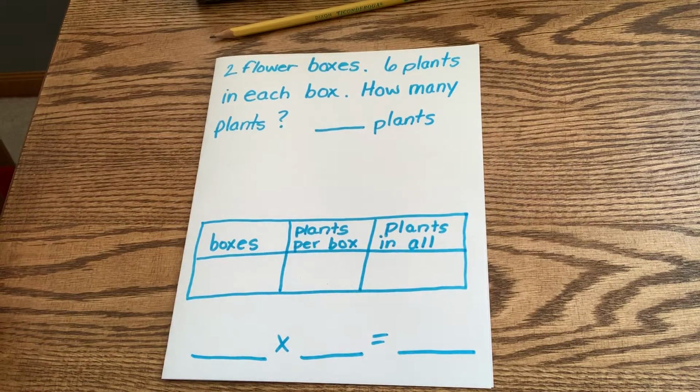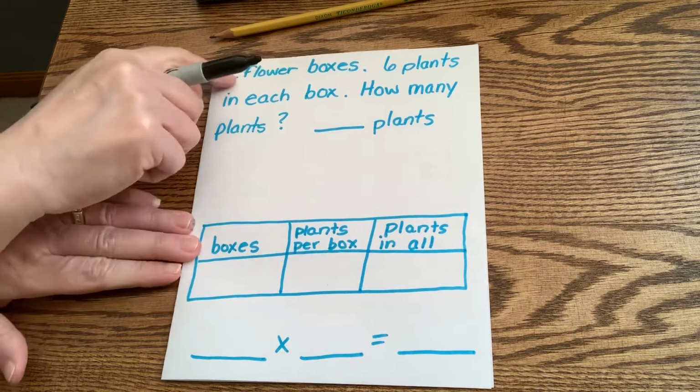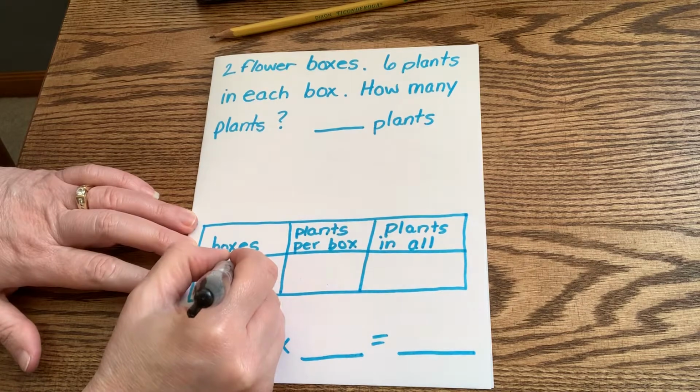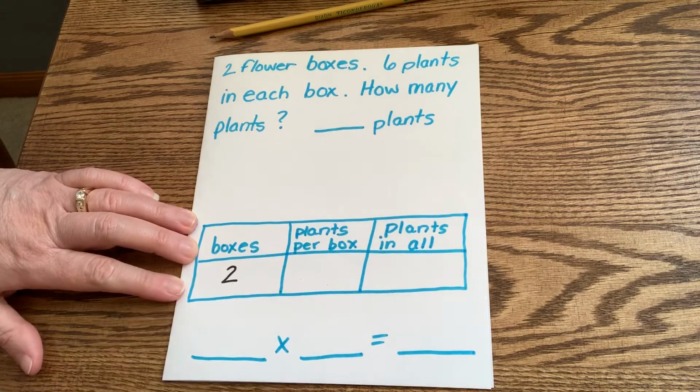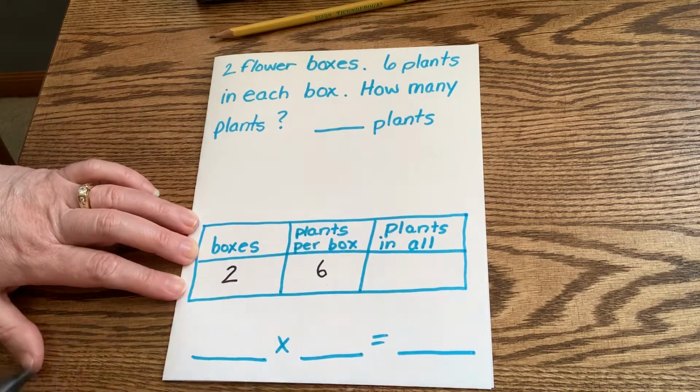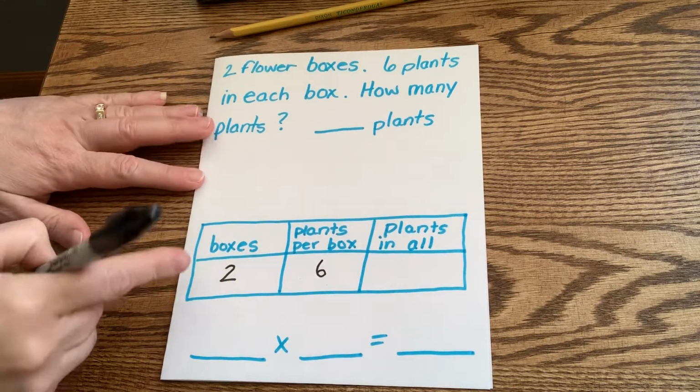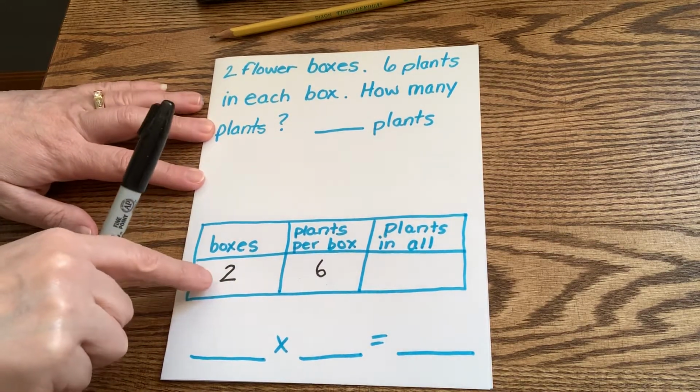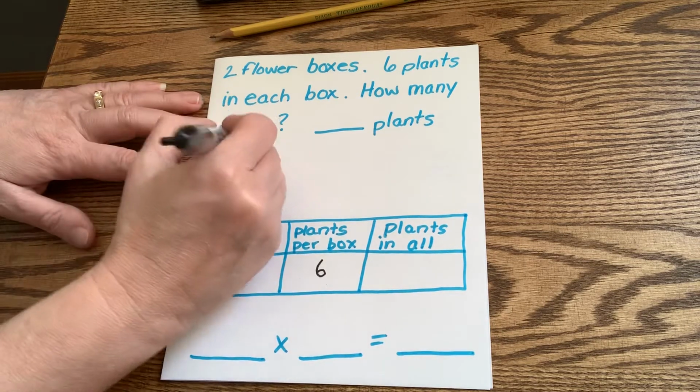Here we have, this time, 2 flower boxes, 6 plants in each box. How many plants? Okay, so this time I have how many boxes? 2. How many plants in each box? Awesome, 6. Now I'm going to draw my array. So this time for my array, I need 2 rows, 6 in each row.